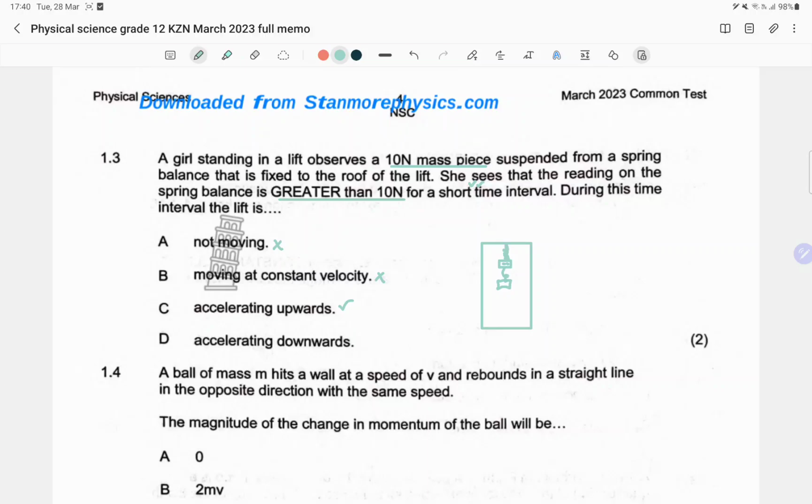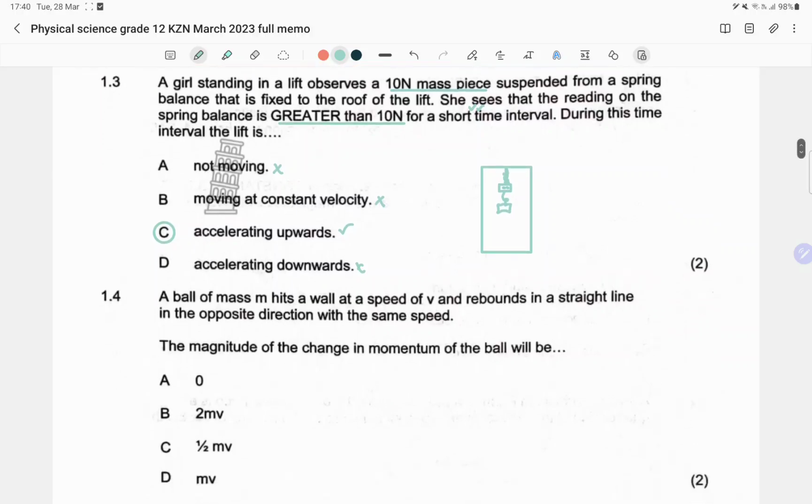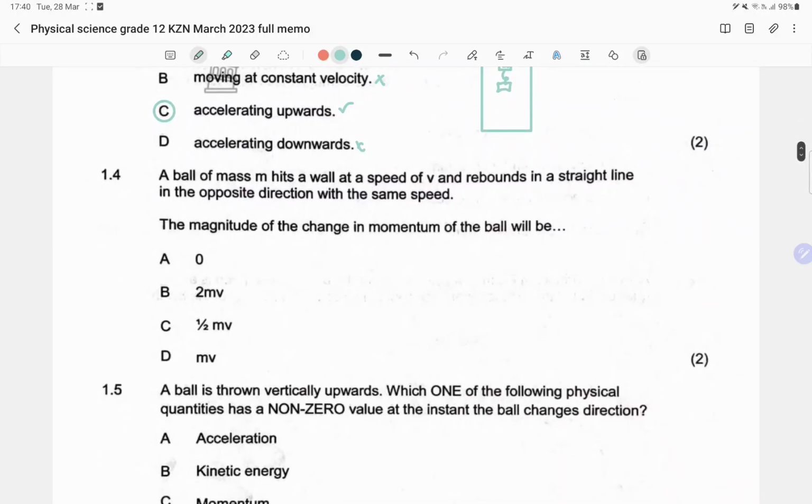Is it accelerating downwards? No. Remember, when it is accelerating downwards, this would attempt to stand there while the lift is going down. So there would be a little bit of a moment when there is no tension on that spring balance, so much that the reading will be instantaneously less than 10 and then catch up. So this one can't be true. So the answer is C. Always picture these things and think about them a little bit more deeply than a superficial look.